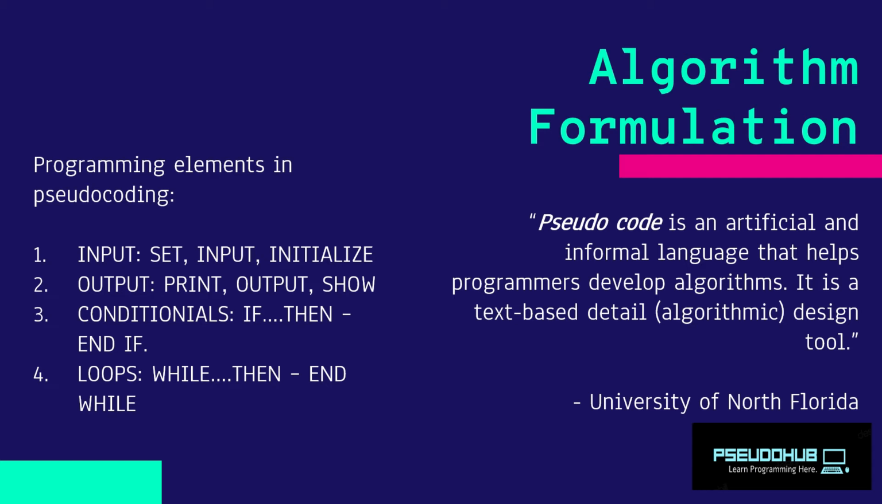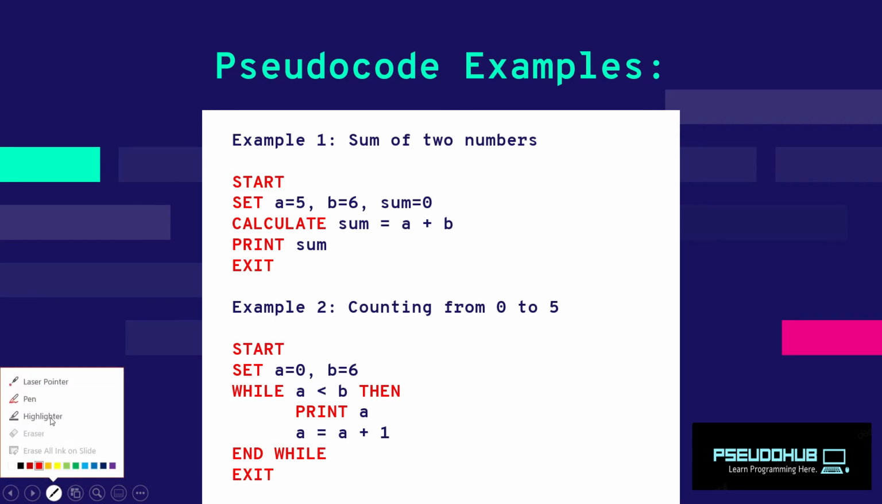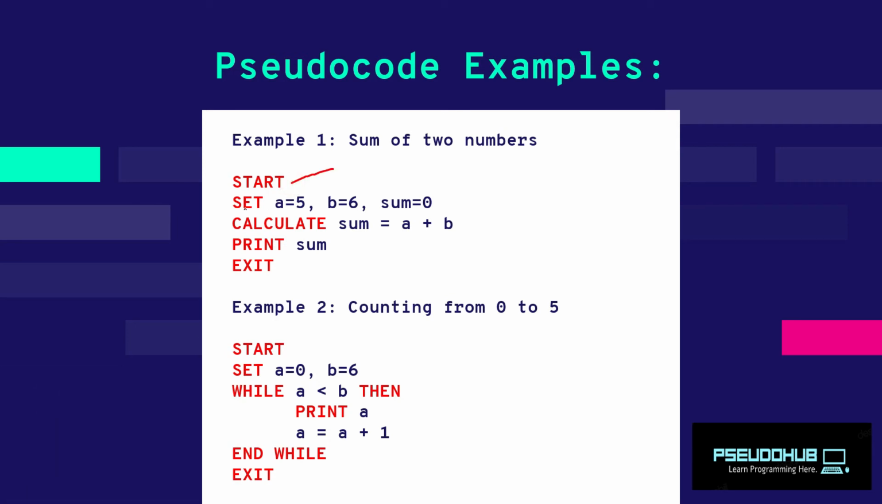Okay, so I'll give you an example of a pseudocode implementation so that it's easier to understand. For example, number 1: we have to get the sum of two numbers. So we start, of course, with the keyword start, because it signifies that the program will start right here. And then set A equals 5, B equals 6, sum equals 0.